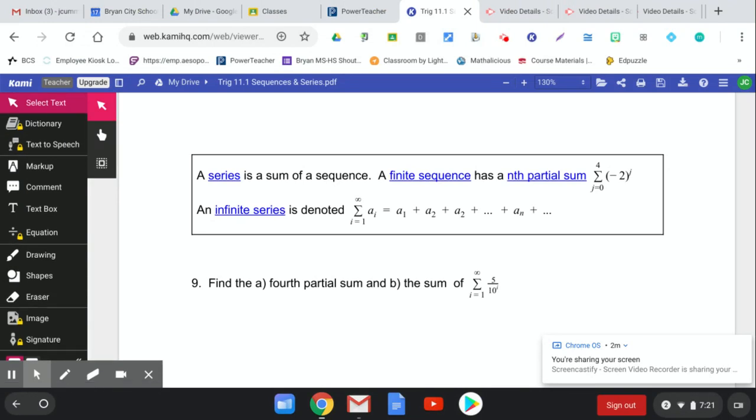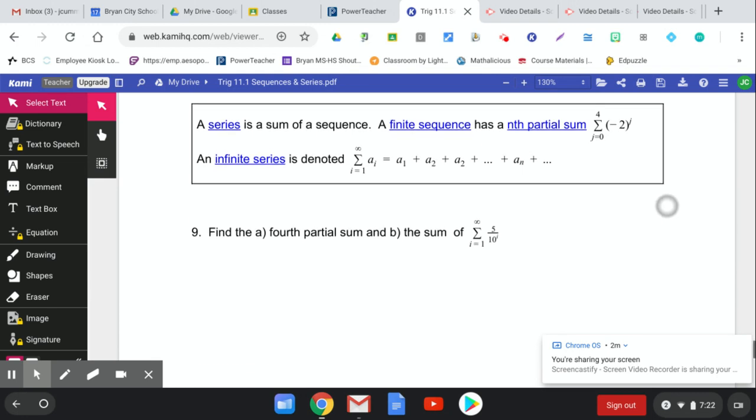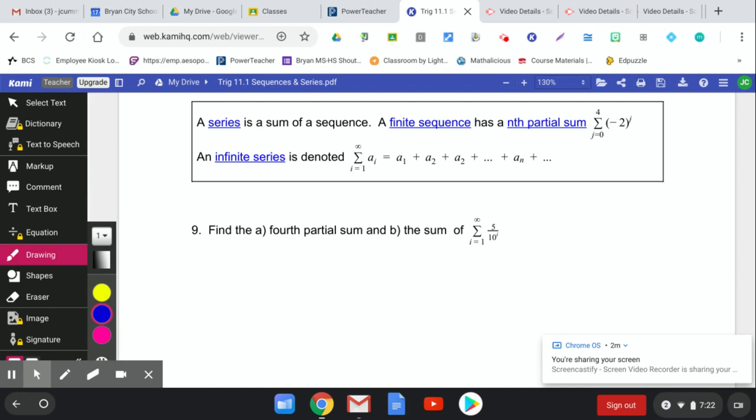First, number 9, we want to find the fourth partial sum, and then we want to find the infinite sum. We can't always find the infinite sums. We can on this one. I'll show you. It's great. You'll love it. All right, so the fourth partial sum means we are starting at 1 like they asked, but instead of going to infinity, we are only going to 4. So to find the first term, it's 5 over 10 to the first, and then 5 over 10 to the second, and 5 over 10 cubed, and 5 over 10 to the fourth.